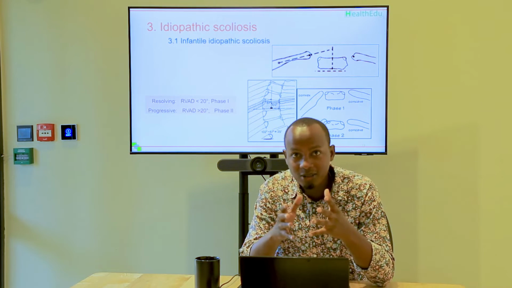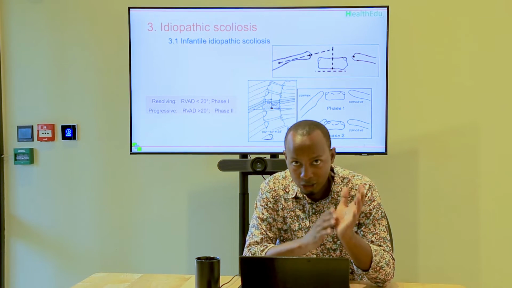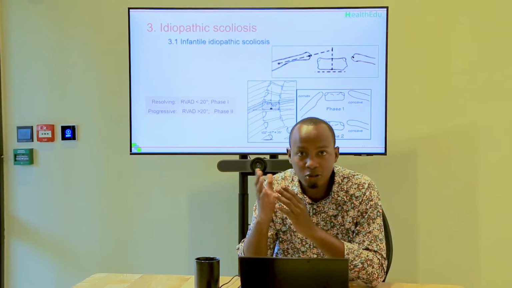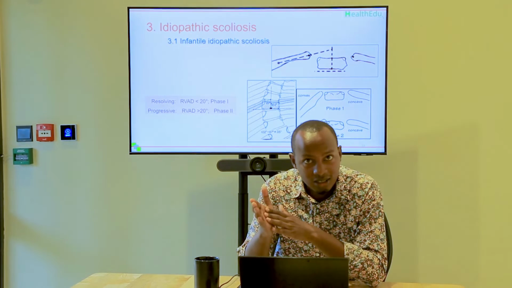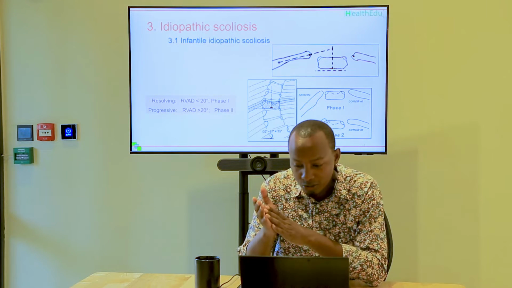If you see the difference of these degrees is more than 20, it means there is going to be a rapid progression of the scoliosis, and it requires treatment as soon as possible.